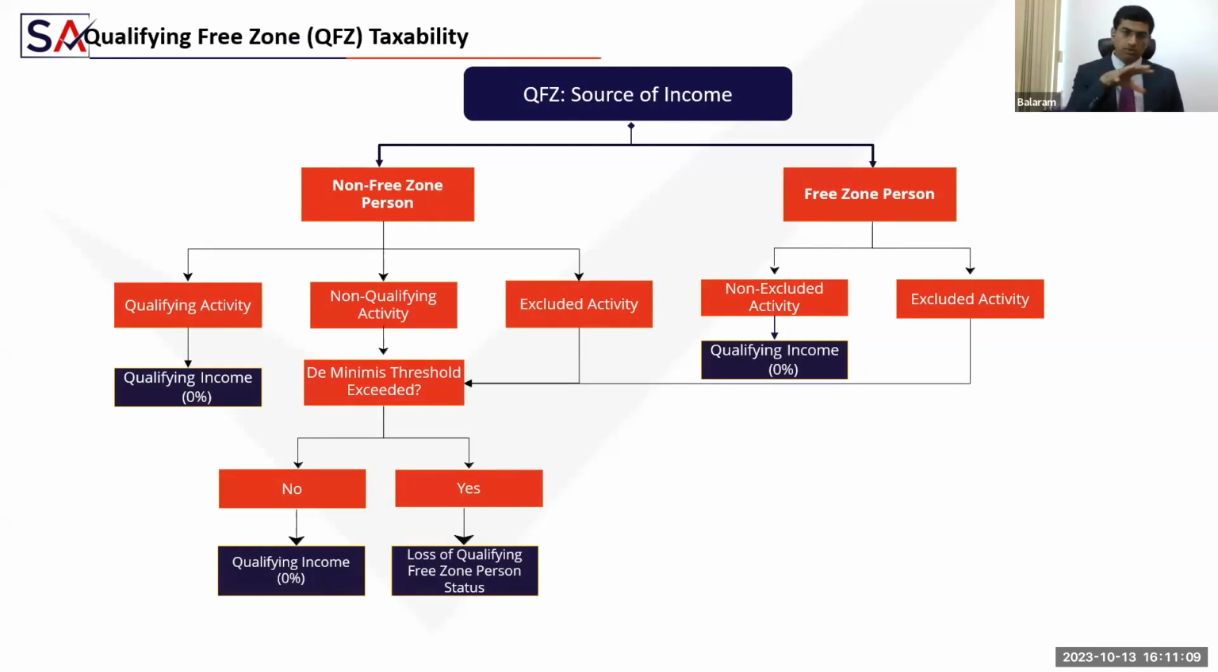So this is a summary of what we discussed. It's a table that is given just to help understand how we can arrive at the applicability of it. Just to give an example, you are a qualifying free zone person and your source of income is what we have to look at. If your source of income is from a non-free zone person, in which case we need to see, are you performing a qualifying activity? If yes, then your income will be considered as qualifying income, and then it could be subject to tax at 0%. That's how we need to understand.